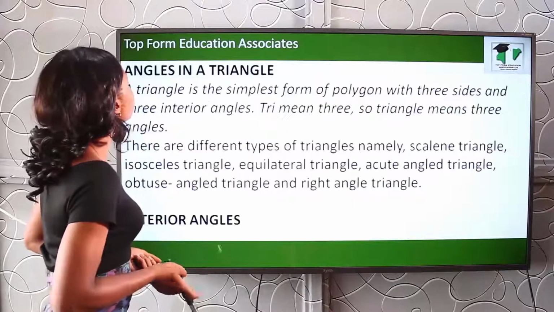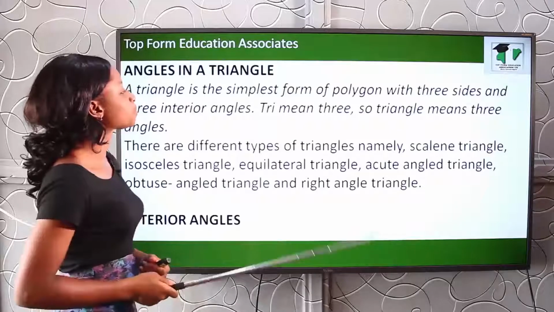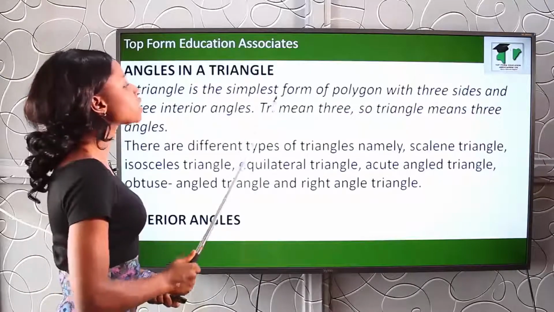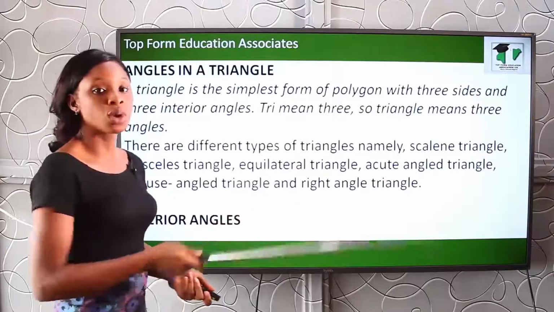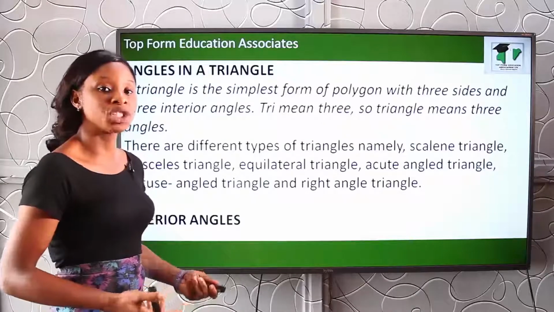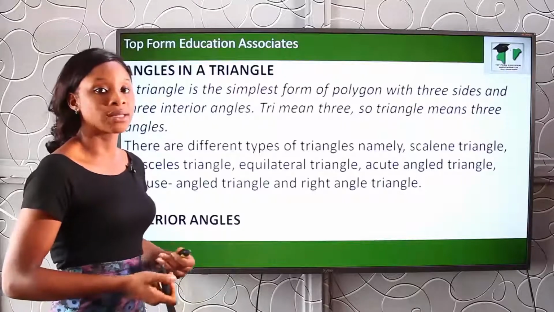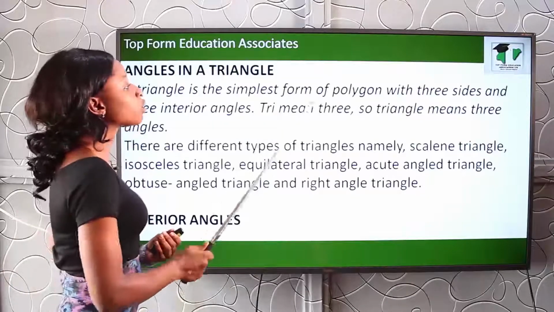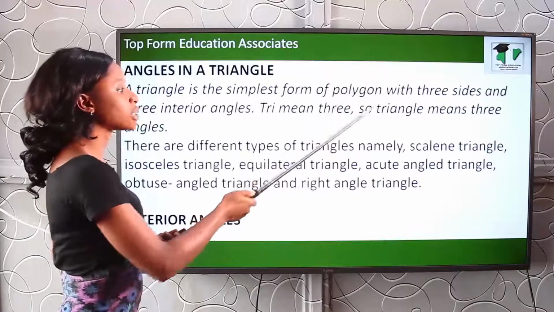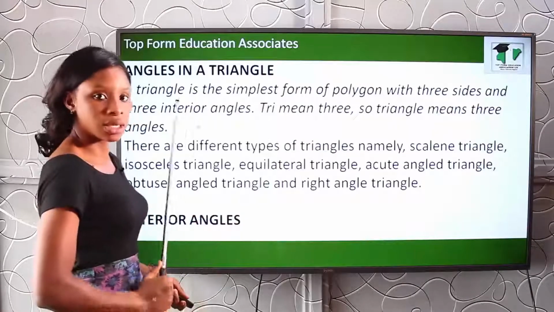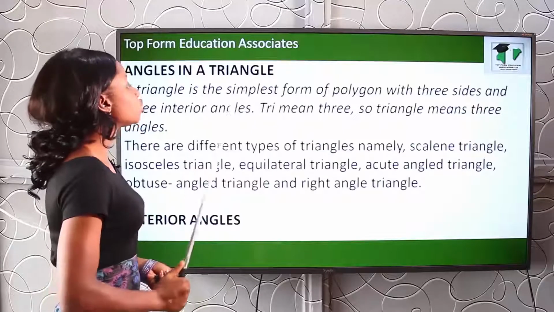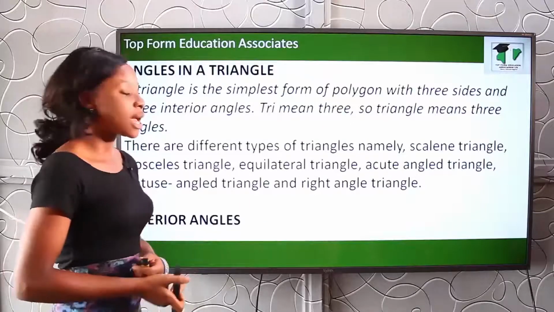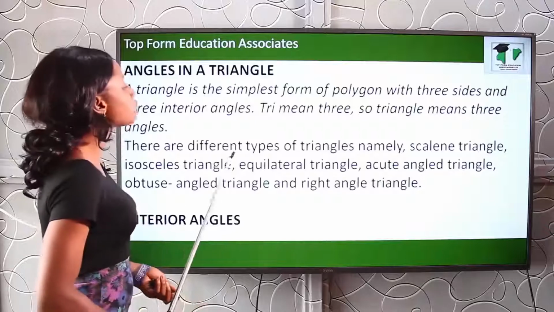Now, straight away, we are going to be looking at angles in a triangle. What is a triangle, first and foremost? A triangle is the simplest form of a polygon. I'm very sure we know what a polygon is. A polygon is a plane shape with 3 or more sides. A polygon's shape has at least 3 sides. Now, a triangle is the simplest form of a polygon because it has 3 sides and 3 interior angles, okay? Tri meaning 3. So triangle means 3 angles. Very simple.